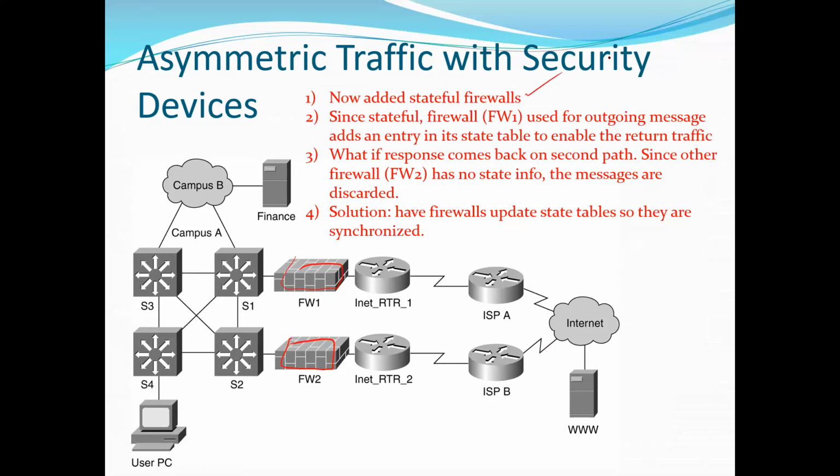So we've added stateful firewalls, and a stateful firewall used for an outgoing message adds an entry in its state table to enable the return traffic. What if the response comes back on a second path? It would leave in this direction, but then come back in that direction. So the solution basically is to have firewalls update their state tables so they are synchronized, as you can see.